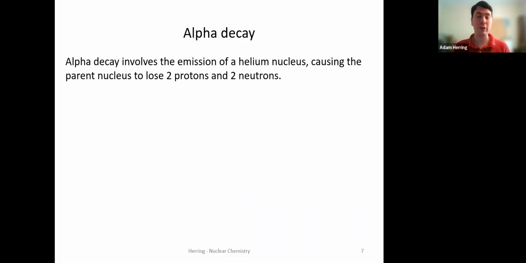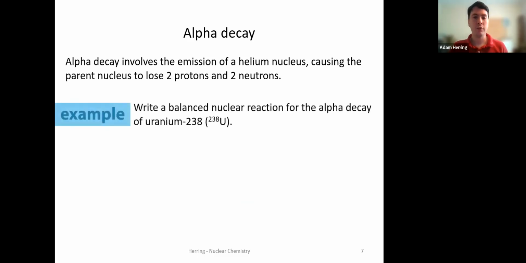Let's look a little bit more into alpha decay. Alpha decay involves emitting a helium nucleus, and it causes the parent nucleus to lose 2 protons and 2 neutrons. So for example, we can write the balanced nuclear reaction for the alpha decay of uranium-238. Now, when you're solving any of these types of reactions, you want to start by writing out the identity of the parent nucleus, and you need to include the proton number. The way that you determine the proton number is by finding that element on the periodic table and identifying the number of protons. In this case, it's 92.